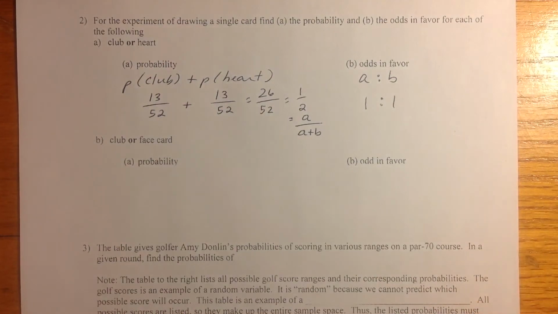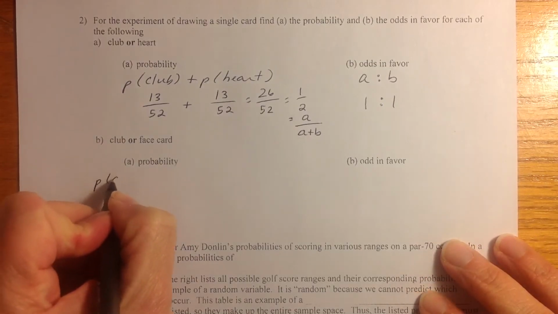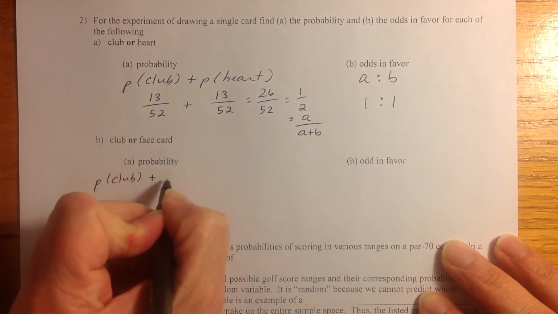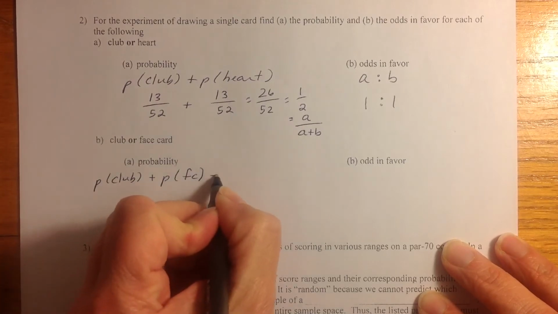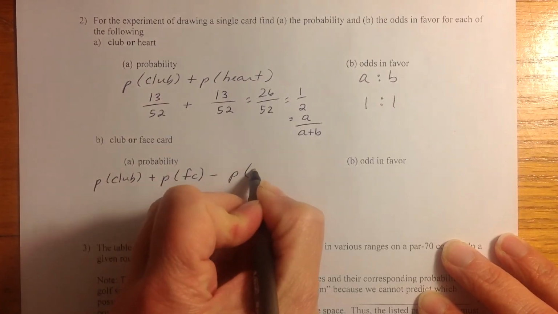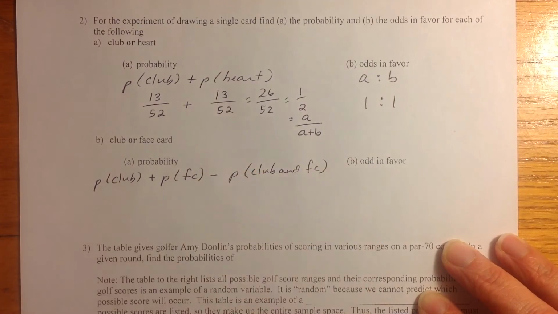All right. What is the probability that you draw a single card and it's a club or a face card? Now, can that occur at the same time? Can you draw a face card that's a club? You can. You can draw the Jack of clubs, the Queen of clubs, or the King of clubs. So this time we need to do the probability of club plus the probability that you're a face card, I'm going to use FC for face card, minus the probability that you're both club and face card.